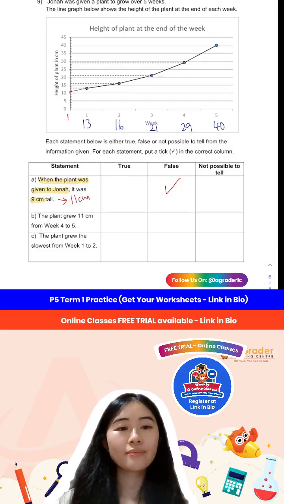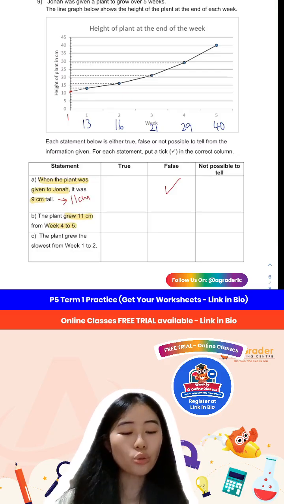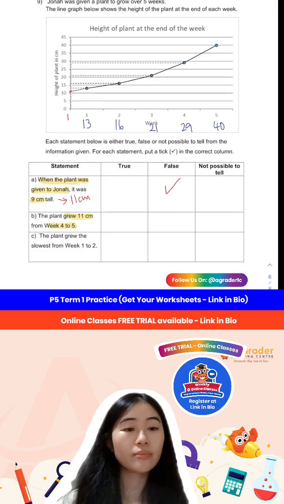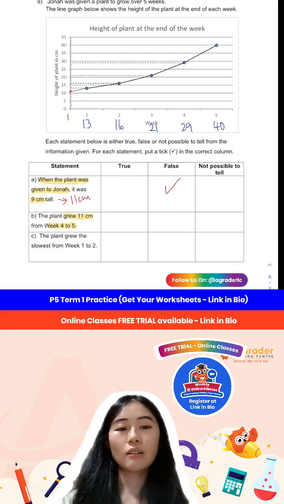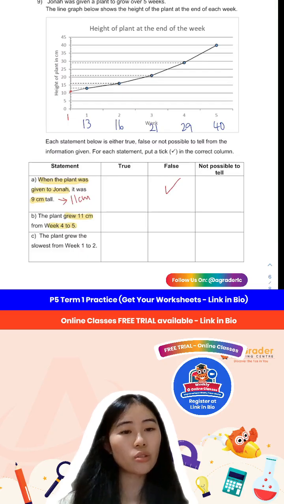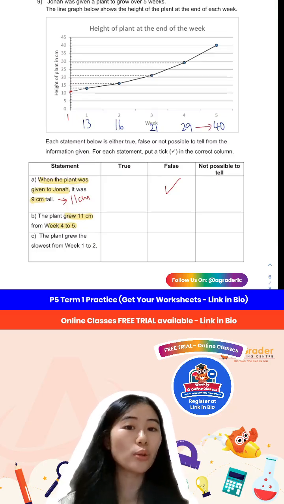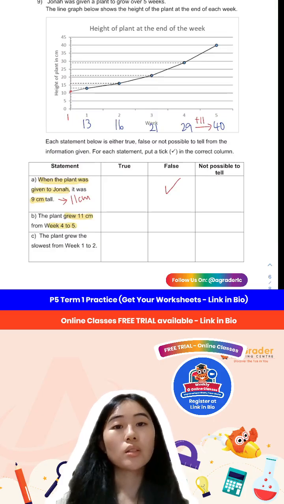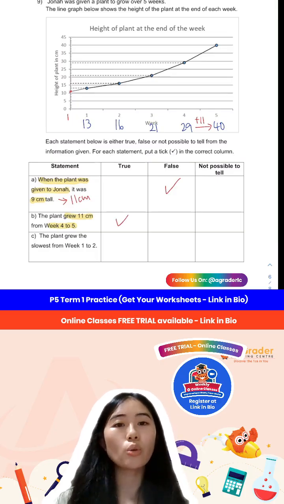Now what about the second statement? The plant grew 11 cm from week 4 to 5. Is this true, false, or not possible to tell? What do you guys think? Trisha, Foxy, Yembun and Angel say it's true. You can also calculate this. From week 4 to 5, you're looking at from 29 cm to 40 cm. So the difference is 11 cm. So this statement is true. It did grow 11 cm.